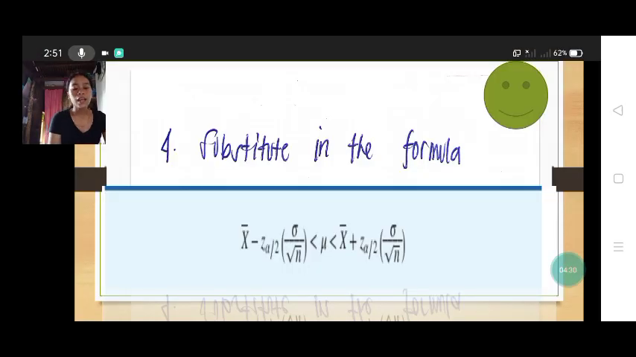So, last is, we can substitute these values in the calculation, which is in the formula, to get the confidence interval.